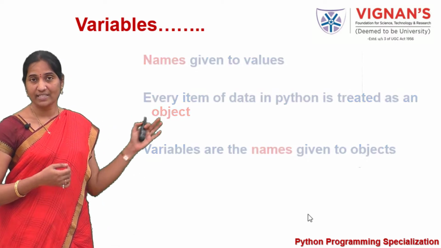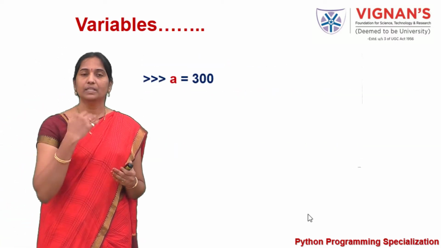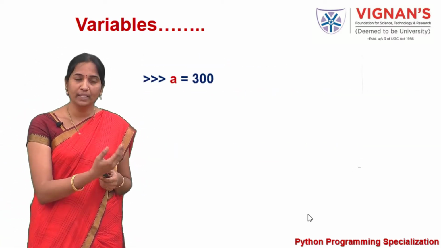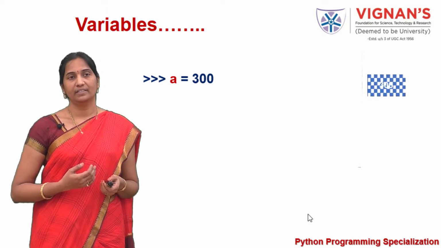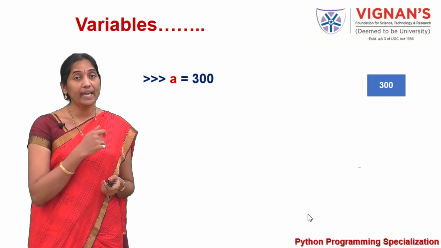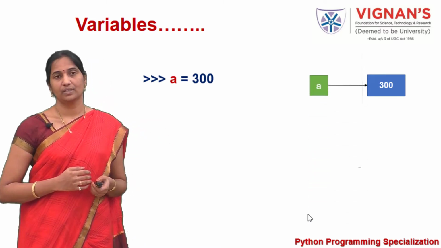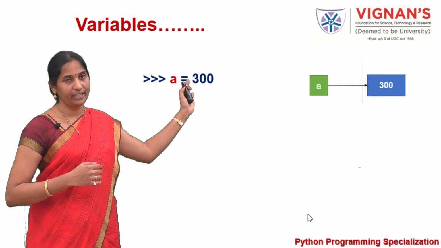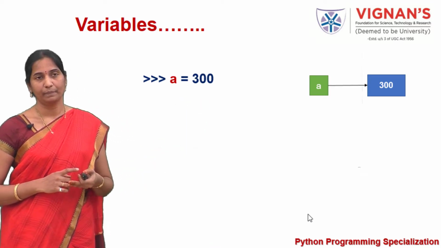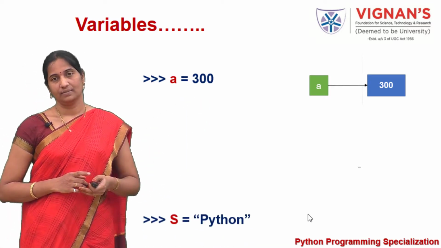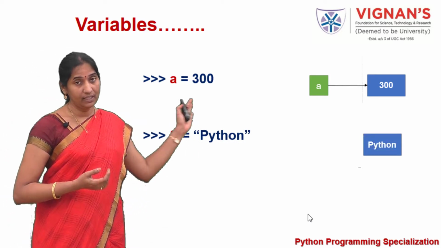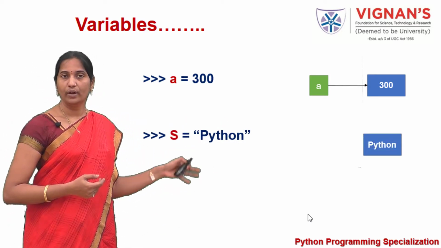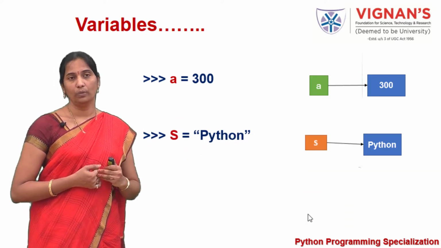So consider this example now, a equal to 300. With a simple assignment, what I mean is, an object is created with the value 300 and then you are assigning a name a to that object. So that's the meaning of creating this assignment statement. Now consider this, s equal to Python. An object is created with the content Python and then you are assigning the name s to that object.